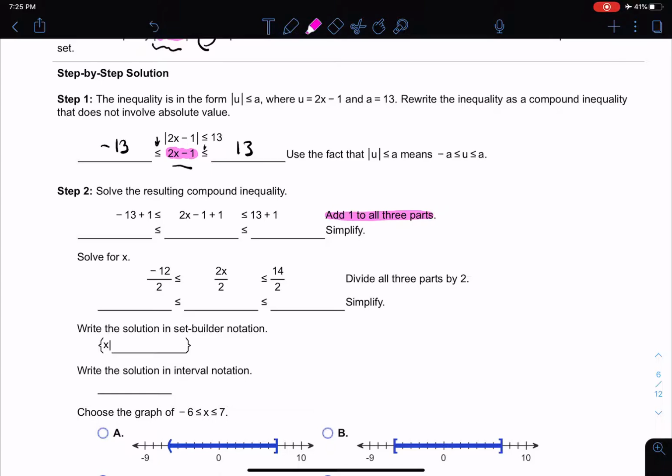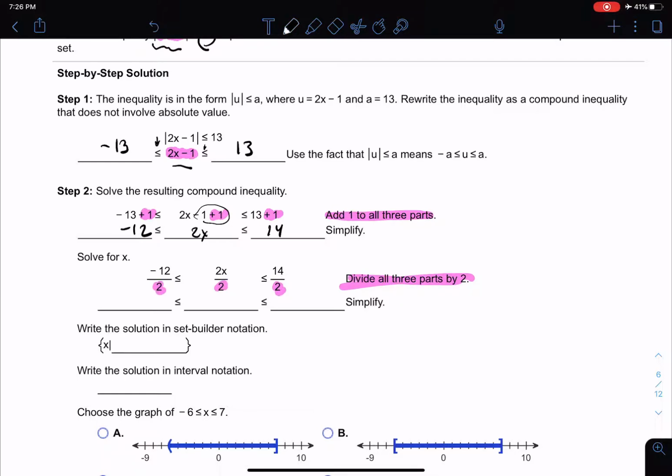It's a little confusing here because, look, they added 1 here, they added 1 there, they added it to all 3 parts. And when you do that, you get -12 there. Of course, that zeroes out, giving us 2x, and that becomes 14. Then the next step, they say, well, what about dividing all 3 parts by 2? So they're doing that. What does that result as?